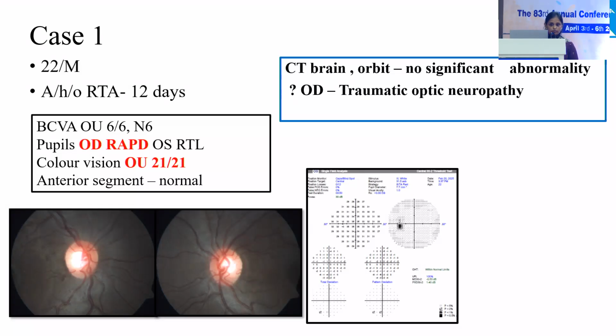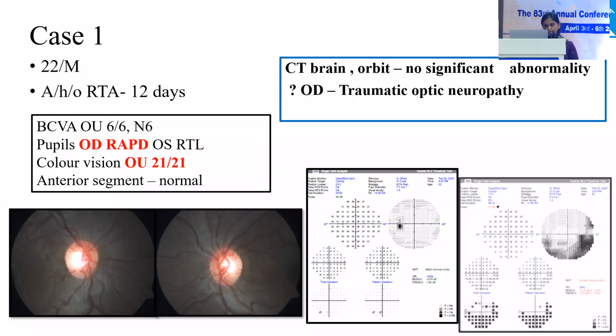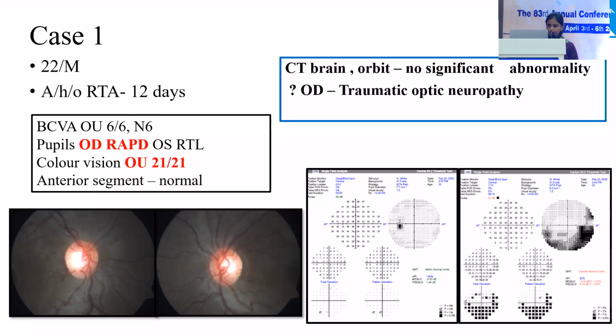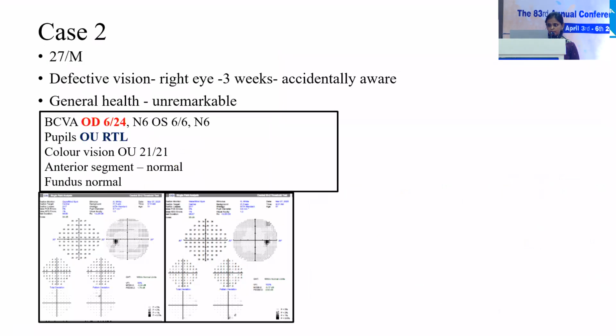So did this patient have a traumatic optic neuropathy? Yes, let's see his fields. He did have an altitudinal inferior defect indicating that he had a traumatic optic neuropathy in the right eye.